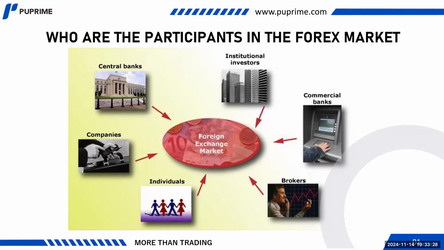Now, the first major participants in this market are called the institutional investors. And these are big financial corporations that have an asset base running into billions and sometimes trillions of dollars. For example, JP Morgan in the United States is a very, very big financial firm. And also we have the commercial banks, like our First Bank, our GT Bank, our Zenith Bank, and the likes. And thirdly, we have brokers like PU Prime.